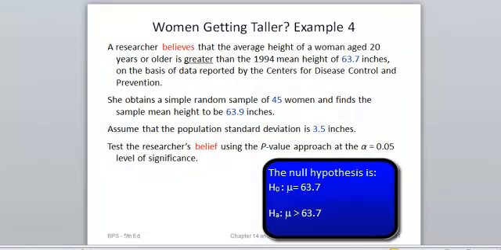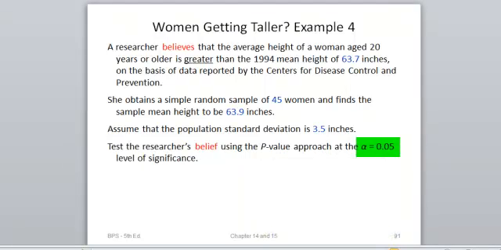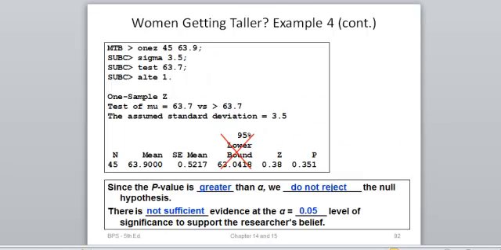So we have our null and alternative. Mu naught equals 63.7. The heights have increased, have gotten greater, so it's a right-tailed test. So our alternative would be that mu is greater than 63.7. Our alpha is 0.05, and we're going to let Minitab do our test statistic, and this is how we would do it. Here's the command.